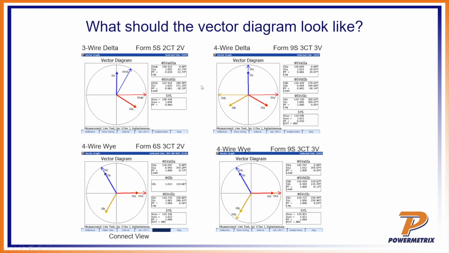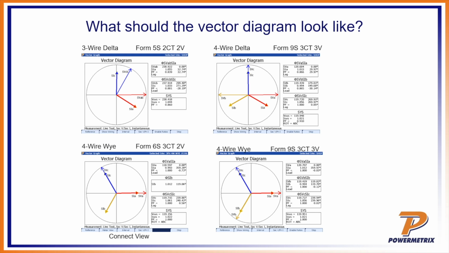Here are some examples of some vector diagrams on common meter forms. The first one here on the top left is a form 5S meter. Now, I'll be honest with you, it's kind of strange that this comes up today because it seems like about the last 2 or 3 meter schools where I was teaching, every question had something to do with a 5S meter.